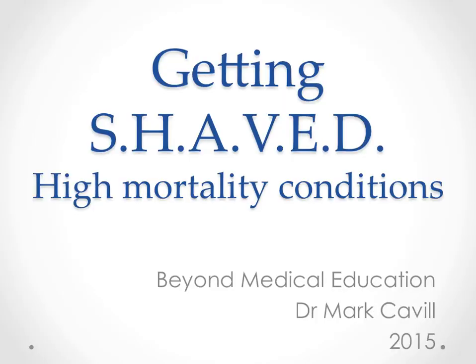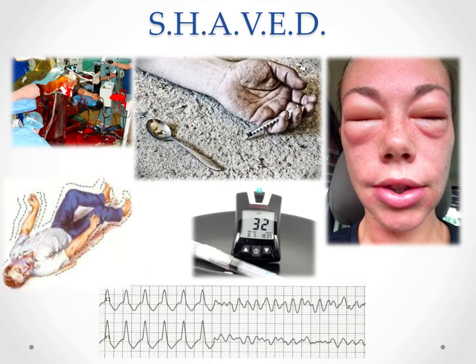Okay, in this final lecture we're going to talk about SHAVED, which are 6 high mortality conditions that need to be managed promptly in order to optimize your patient's survival. In this slide we can see several instances by which we may consider a SHAVED criteria. There's some hemorrhage, IV drug overdose, anaphylaxis, epilepsy, hypoglycemia, and a VF arrest.